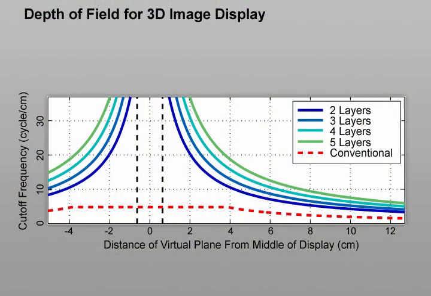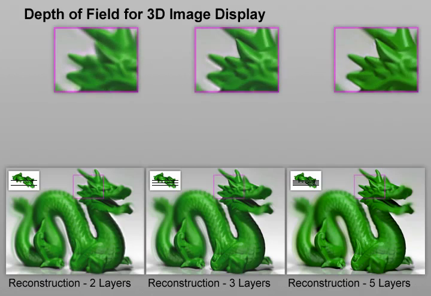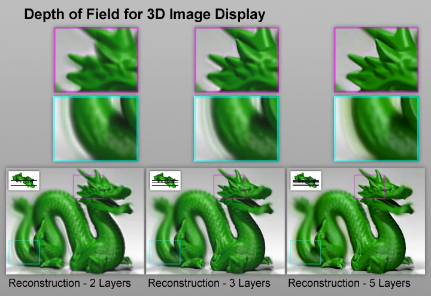In our paper, we derived the upper limits of all attenuation-based displays for an arbitrary number of layers and show that more layers increase the sharpness of objects inside and outside the display.